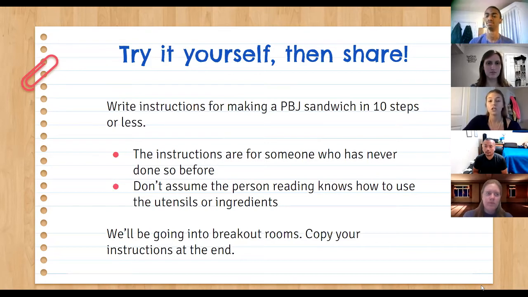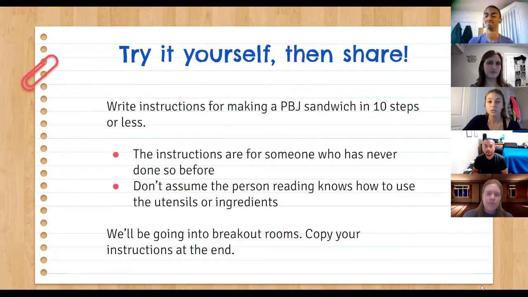So for this challenge, we're going to be going into breakout rooms in a moment. We're going to have 15 minutes to create them. And if you're done before then, you can leave the room, come back to the main room, and we can all just hang out. And then we're going to go over what we've done.